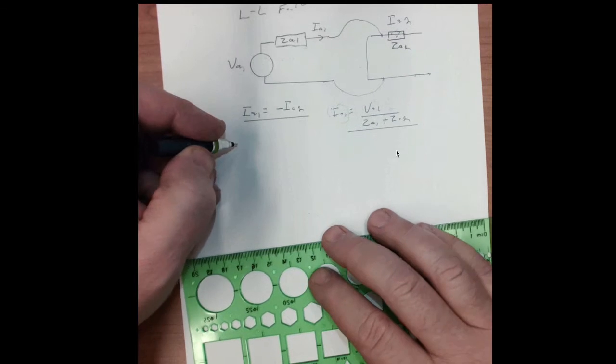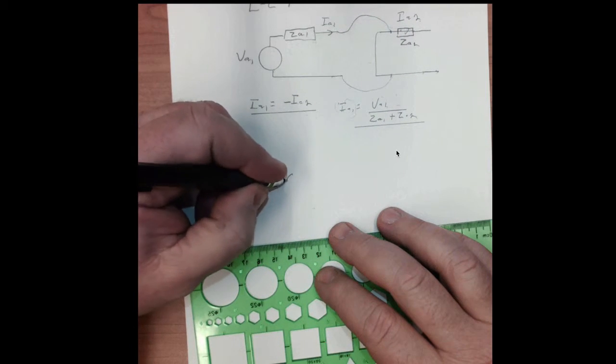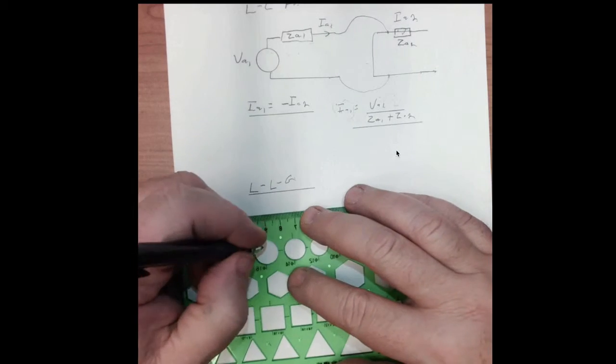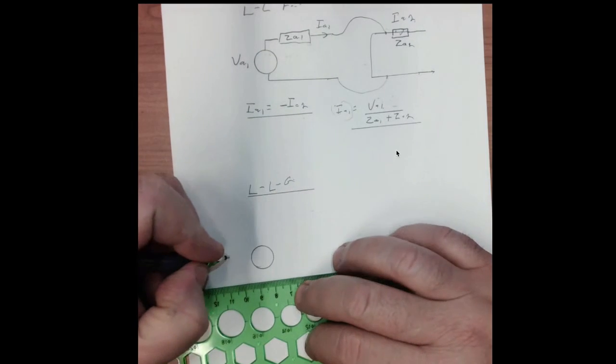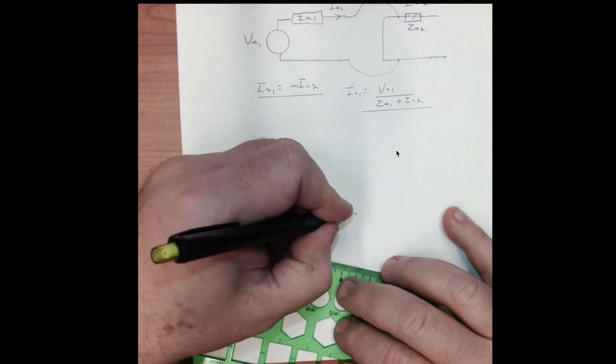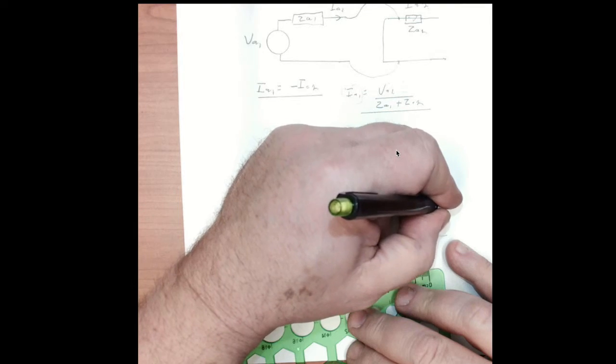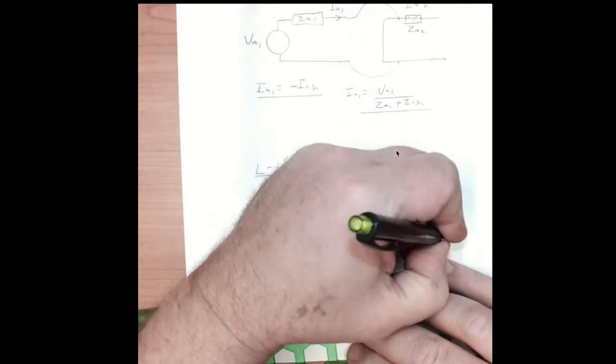Now, the last one that I look at, just for reference, a line-to-line to ground fault, is going to look very similar, where I have VA1, ZA1. Now, what I see is ZA2 in parallel with my zero sequence circuit.